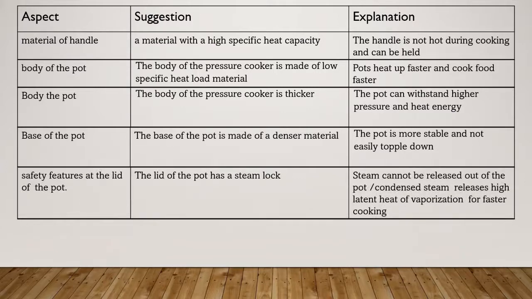Okay, so the safety features, aspek keselamatan. Okay, sistem keselamatan. Safety feature at the lid of the pot. Keselamatan pada penutup tadi. The lid of the pot has a steam lock. Dia mempunyai kunci steam. Okay, steam cannot be released out of the pot. Condensing release high latent heat of vaporization for faster cooking. Jadi uap tadi tidak boleh dibebaskan ke luar daripada pot. Jadi ada steam lock itu.